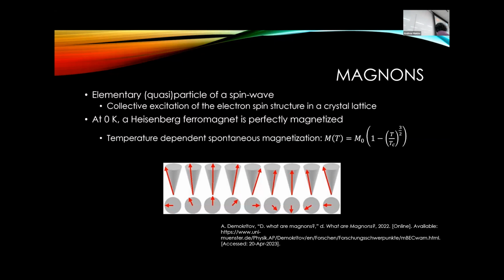Magnons are elementary quasi-particles of spin waves. You can generally think of them as the collective excitation of electron spin structures in crystal lattices. You treat them quantum mechanically as a Heisenberg ferromagnet, which is one of the simpler models. At 0 Kelvin, this object has perfect magnetization. And then as your temperature increases, you see spontaneous magnetization of your different spins, which gives us our quantized spin wave.